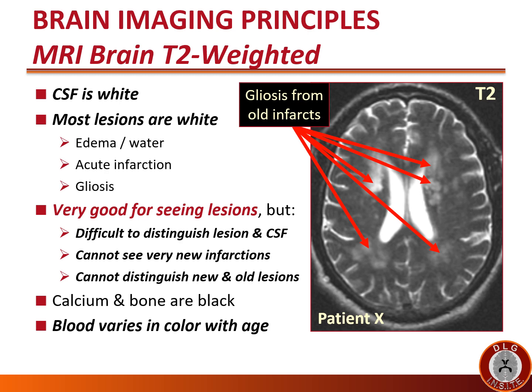Note in the image to the right, there are several lesions that are white on the T2 weighted image for patient X. It is not possible to determine which of the lesions are new and which are old.